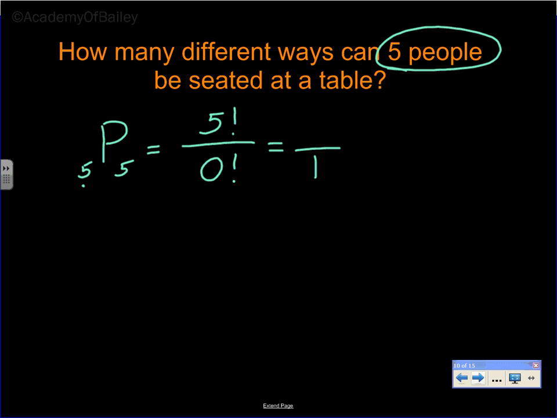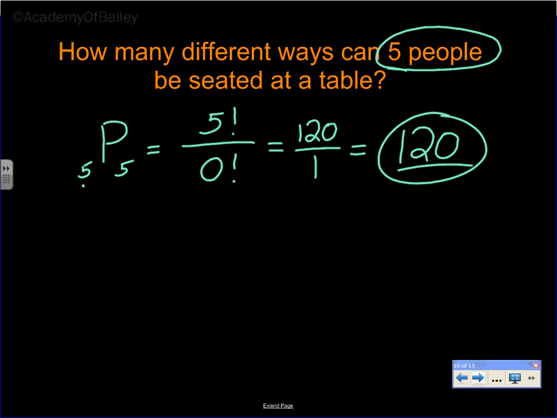And we know 5 factorial is 5 times 4 times 3 times 2 times 1, 120. And therefore, 120 is our answer here. There are 120 different ways that 5 people can sit at a table.